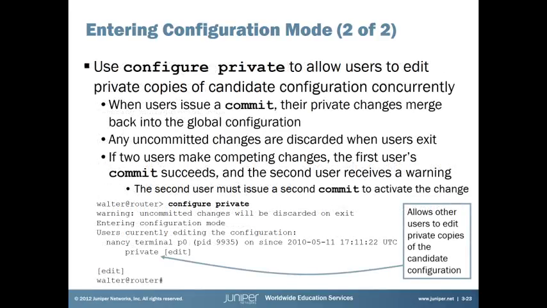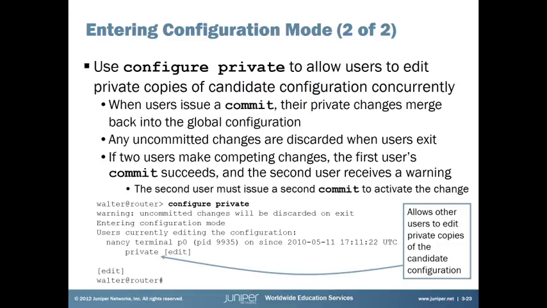Now, you can use configure private as well, where you have multiple users in there editing private copies of the candidate configuration. When they issue a commit, their private changes merge back into the global configuration. Any uncommitted changes are discarded when users exit. If two users make competing changes, the first user's commit succeeds and the second user's commit receives a warning. The second user must then commit a second time to make their changes go live. So in other words, it doesn't just let you unknowingly overwrite another person's changes.